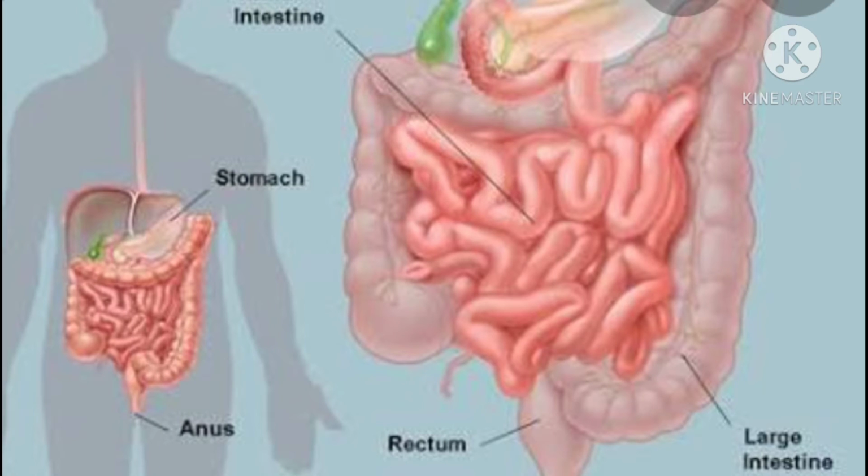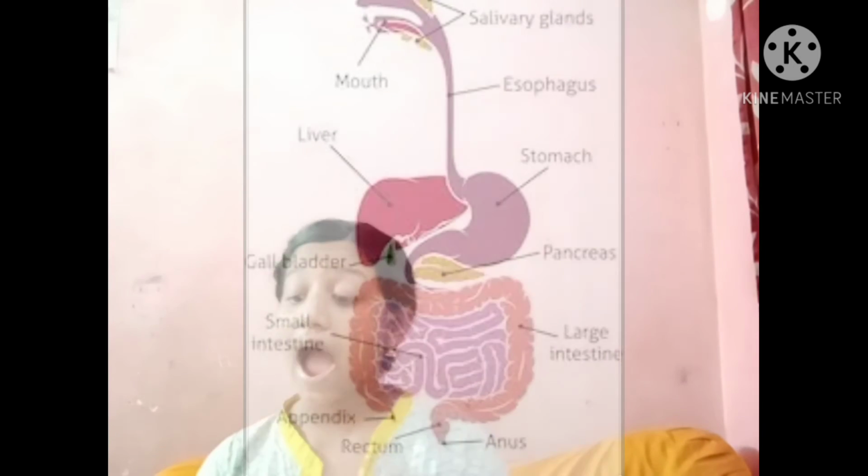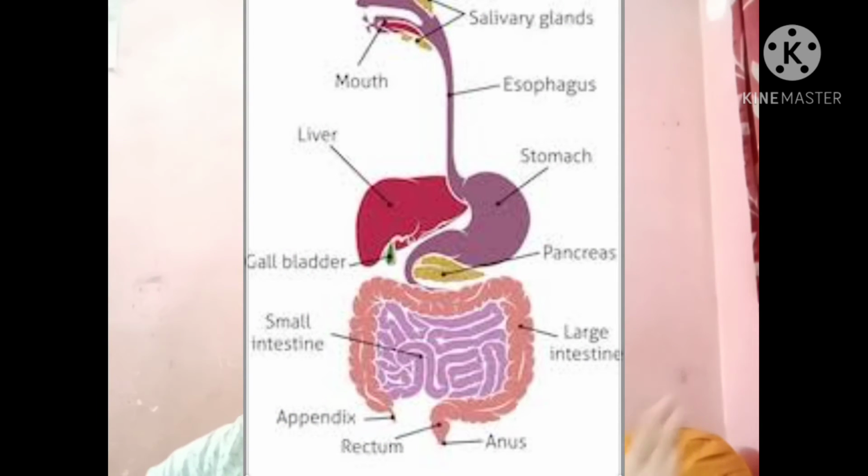Now we will learn about the small intestine. The partially digested food from the stomach is passed into the small intestine, which is a long tube measuring about 7.5 meters in length. The small intestine produces the intestinal juice and also receives secretions from the liver and pancreas in the form of bile juice and pancreatic juice respectively.